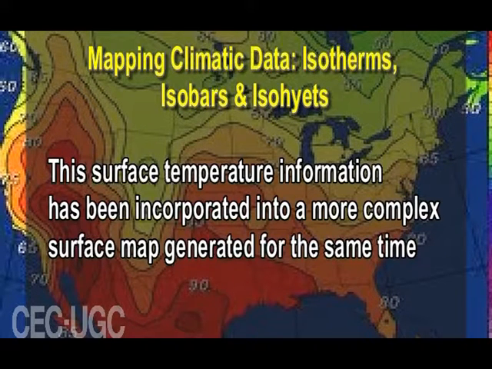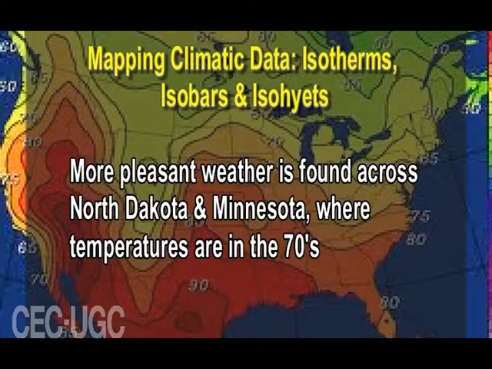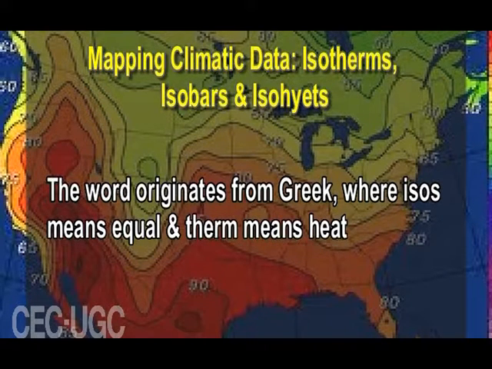This surface temperature information has been incorporated into a more complex surface map generated for the same time. Reported temperatures show that a dome of very hot air has pushed its way into Nebraska, where temperatures are above 90. More pleasant weather is found across North Dakota and Minnesota, where temperatures are in the 70s. The word originates from Greek, where isos means equal and therm means heat.